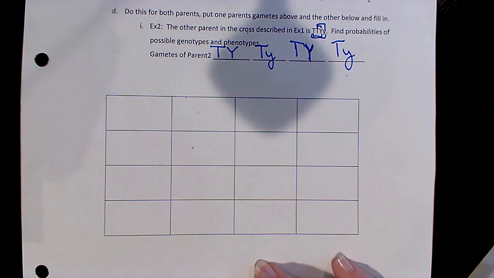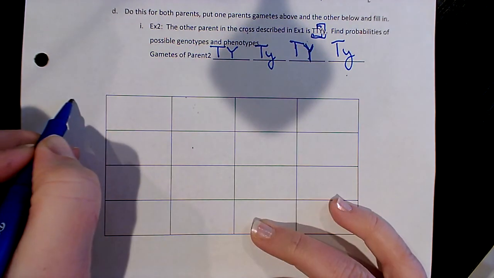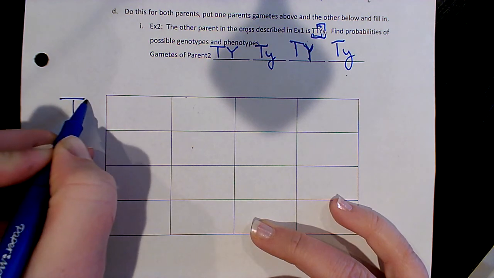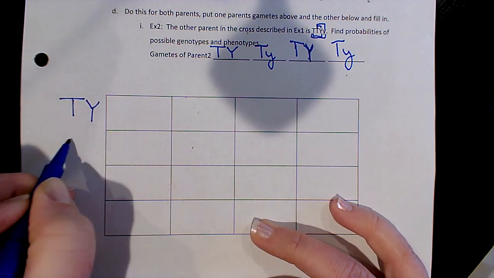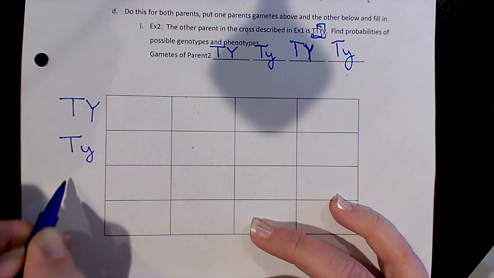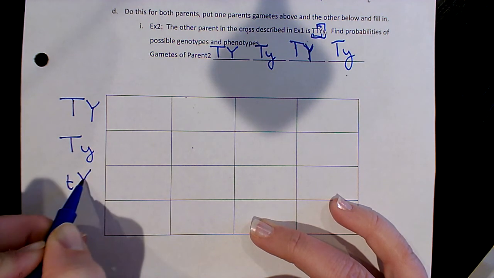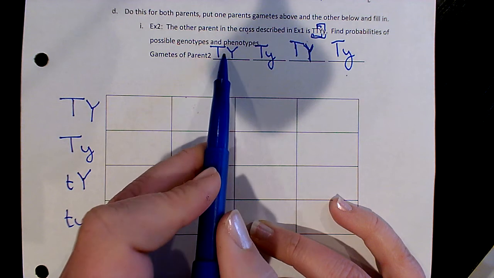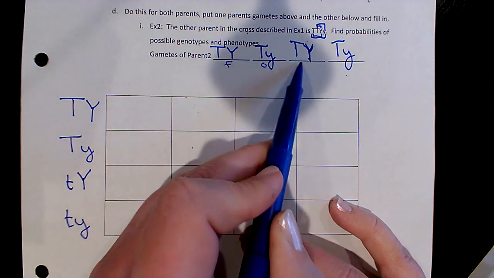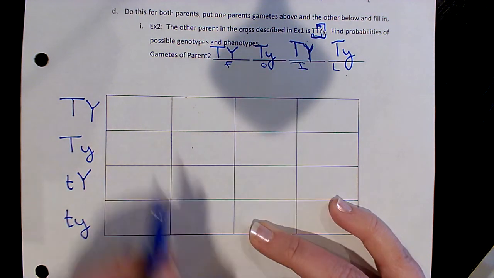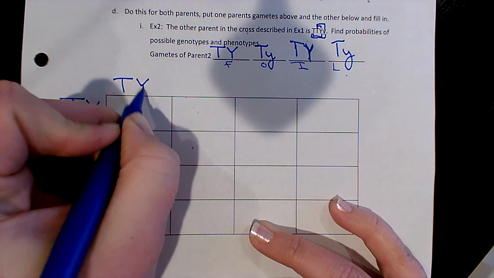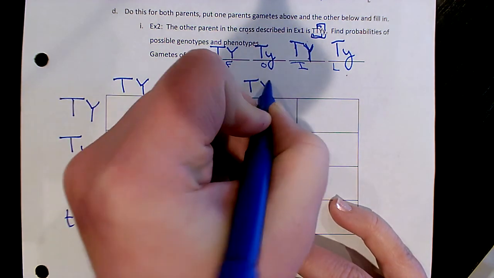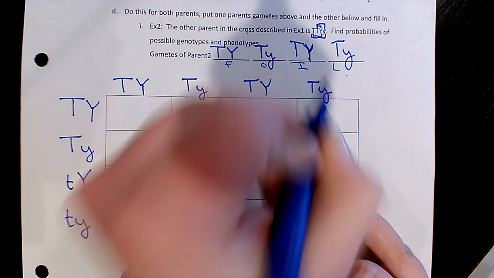So it does. All right, so down the side, I'm going to do my parent 1 down here. So my parent 1 possible combinations were big T, big Y, big T, little y, little t, big Y, little t, little y. Second parent, remember, so this was first, outside, inside, last, big T, big Y, big T, little y, big T, big Y, big T, little y.